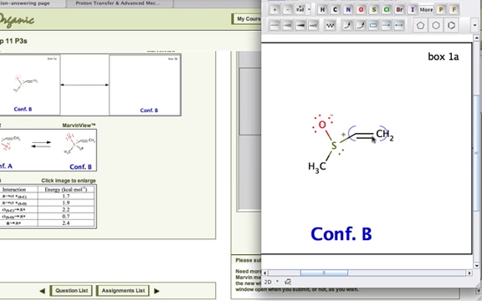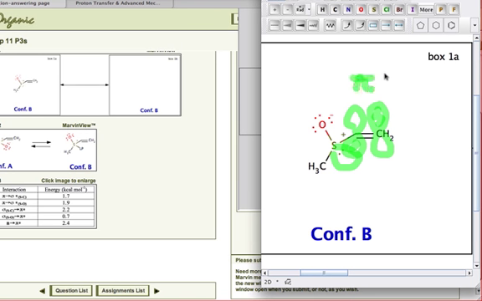There are two reasons why this is incorrect for conformation B. One is that the lone pair is in the plane of the molecule. So the pi star orbitals, which are above and below the plane, cannot actually interact with the lone pair, which is in the plane and perpendicular to the pi star orbital. The other is that the acceptor is not a sigma star, but a pi star.